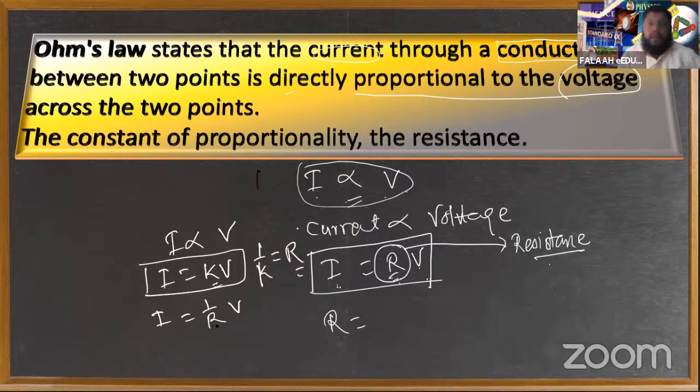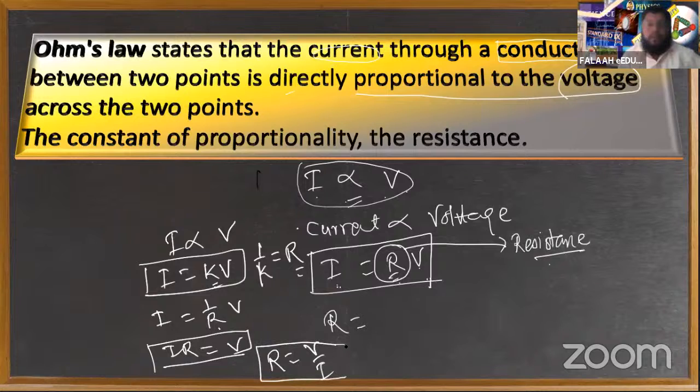Then what is R? I am taking this R to this side: IR is equal to V, or R is equal to V upon I. This way it happens. This is R is equal to V upon I, or IR is equal to V, which is Ohm's law. Current is directly proportional to voltage is Ohm's law.